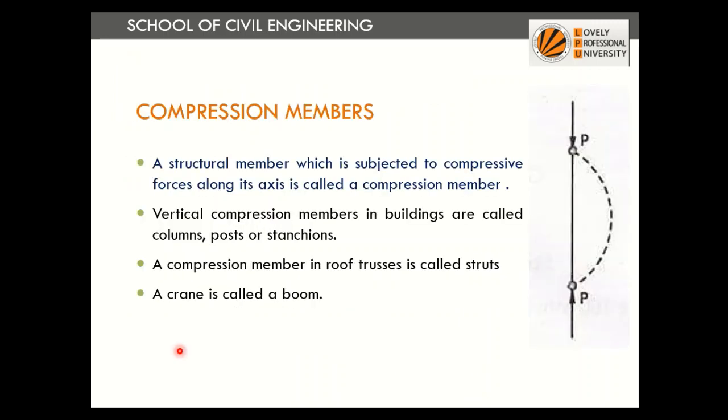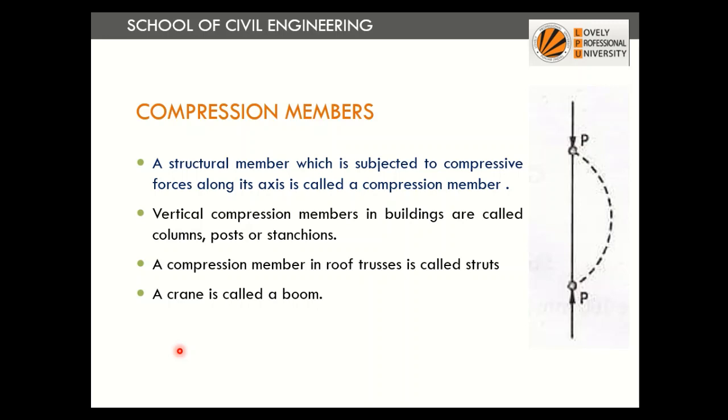Two families: the first is members subjected to flexure load, and the other is members subjected to axial load. In the previous unit, that is beam and plate girder, we dealt with members subjected to flexure load. Now coming back to axially loaded members, there are two types: tension or compression. So this is a compression member, which is subjected to compressive forces along its axis.